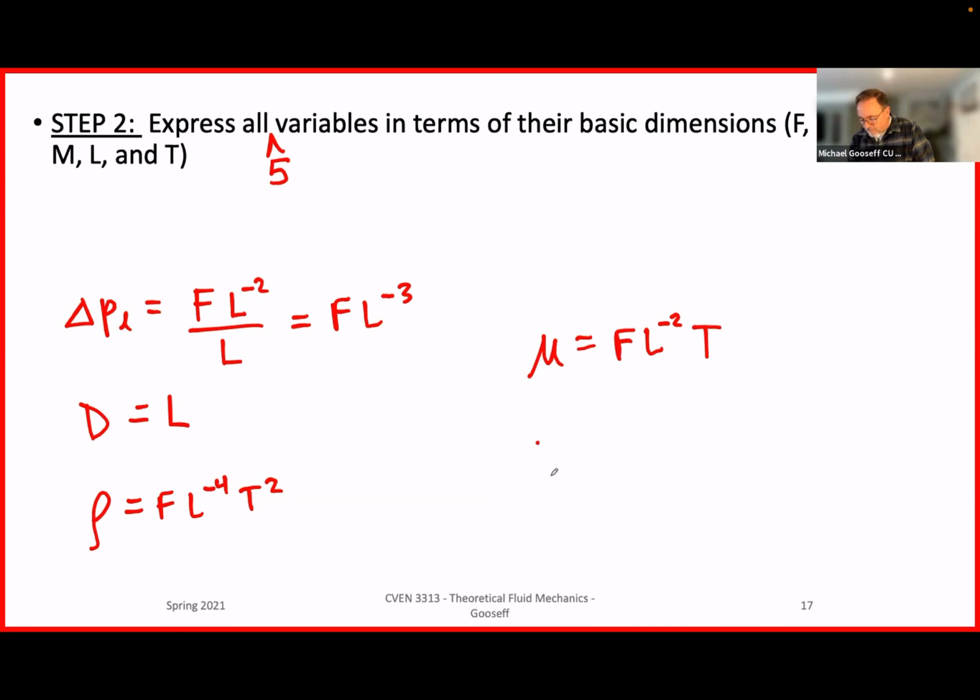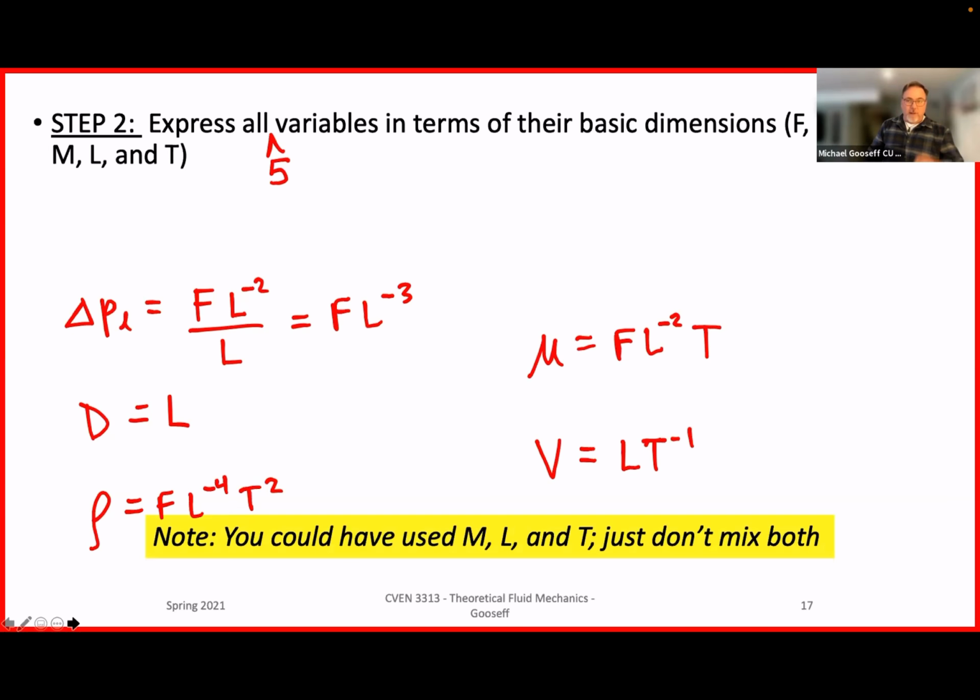And velocity, finally, is in dimensions of length per time, right? L T to the minus 1. Okay? And just to reinforce this, you could have used MLT. I just happened to use FLT, but that last part is really important. Don't mix them. If you mix them, you'll really be in trouble, just because somewhere along the way, you're going to have a mass divided by a force, and that's not going to help you at all. So start with one of the 2 systems and stick with it. That's key.